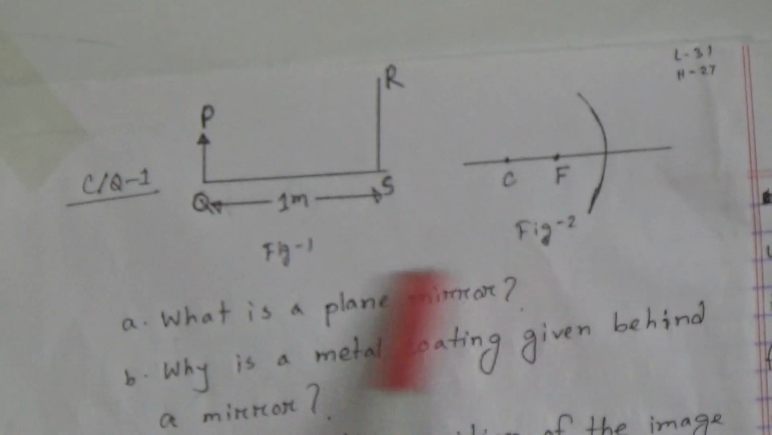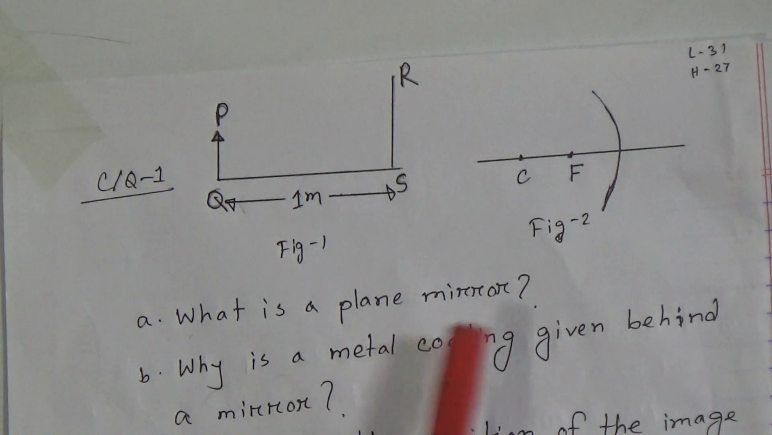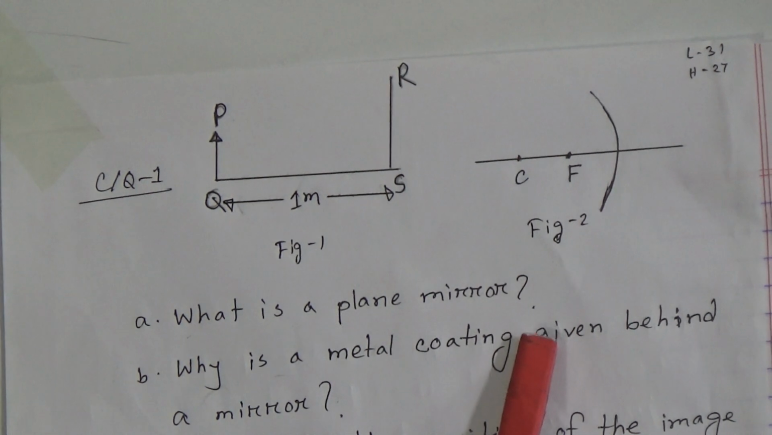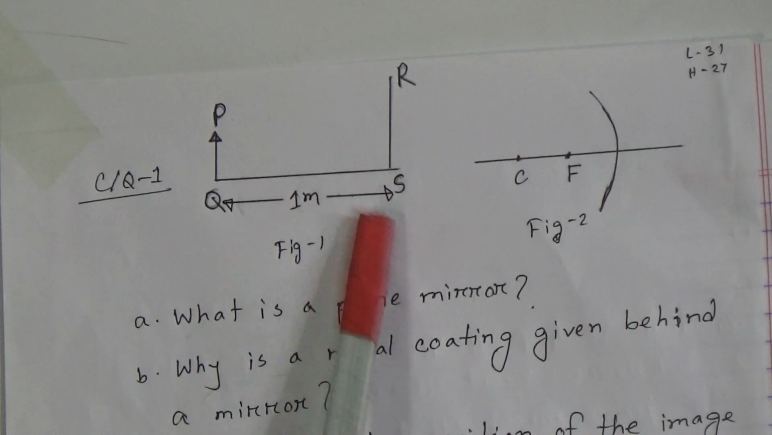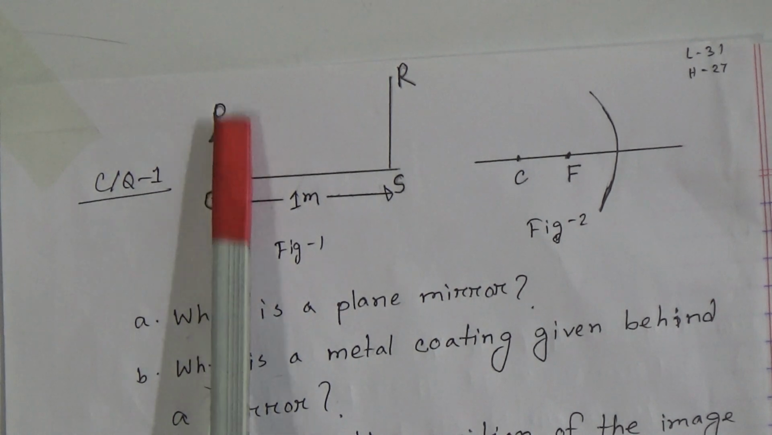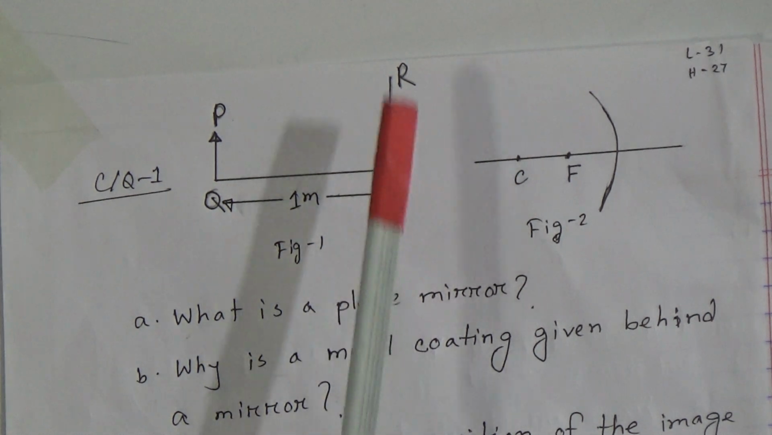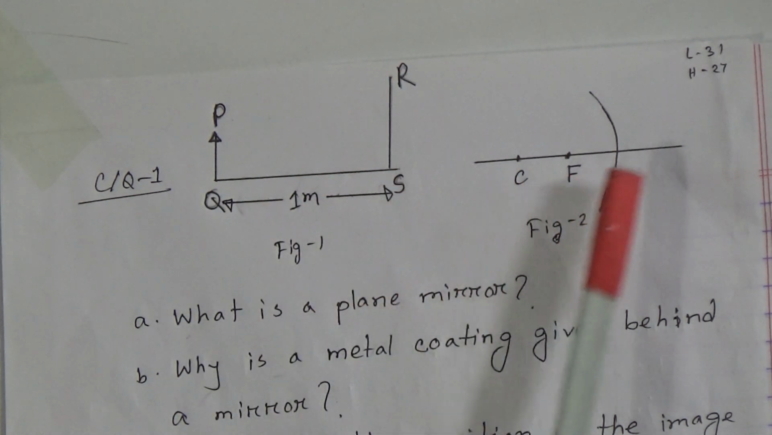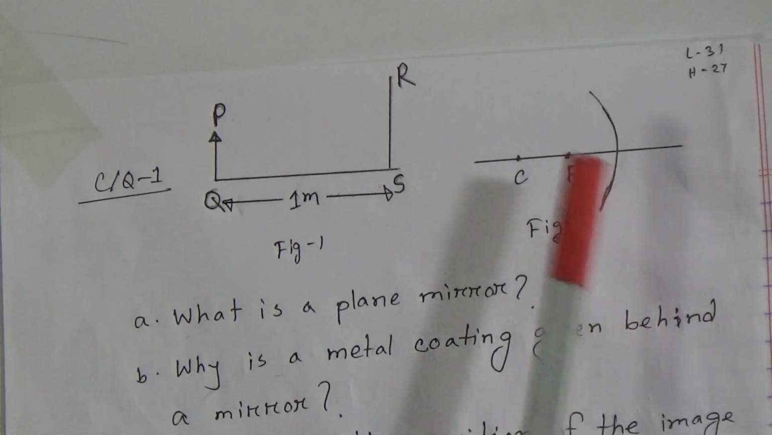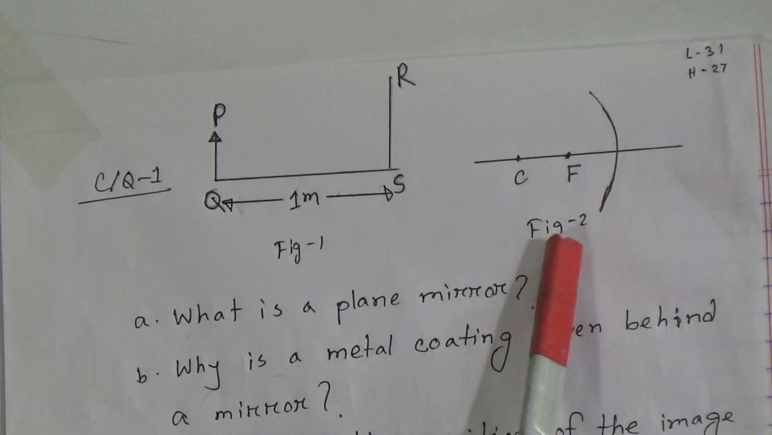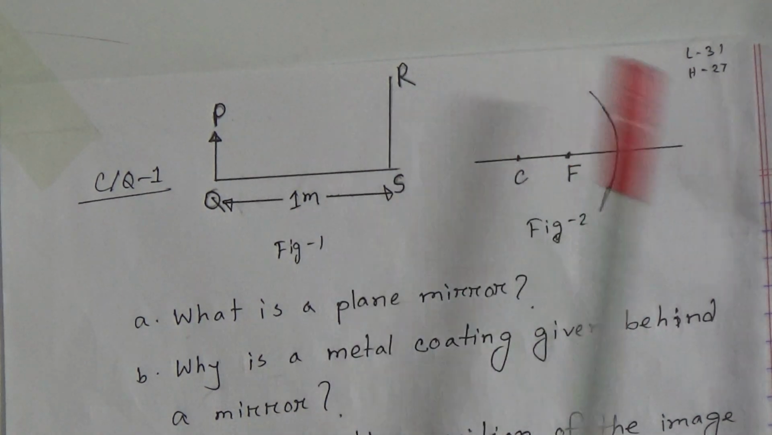Chapter 8, CQ 1 and 2. At first CQ 1, this is the figure, and my dear students, follow the class with your textbook. Okay, question number A: What is a plane mirror? At first see this figure. Here given, this is the object PQ and the distance from the object to the mirror RS is 1 meter. Here given a mirror. Okay, F is the focal length and C is the radius of the mirror.